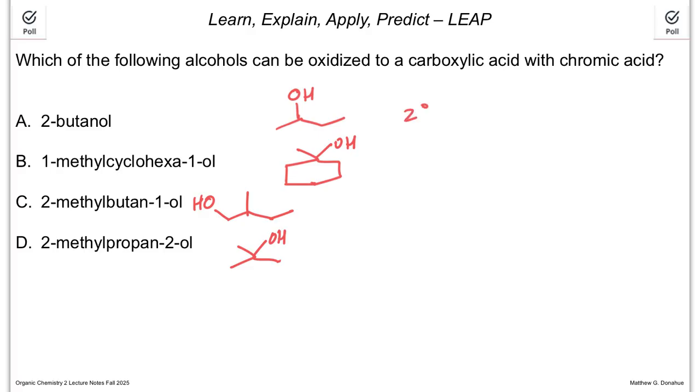We have a secondary, tertiary, primary, tertiary. So we know already tertiaries don't do anything. A secondary, even though chromic acid is a two-stage oxidant, it has to stop at the ketone. So the primary is the only one that can go up to the acid.